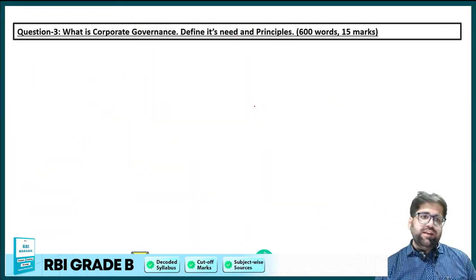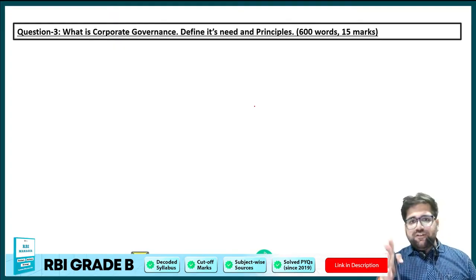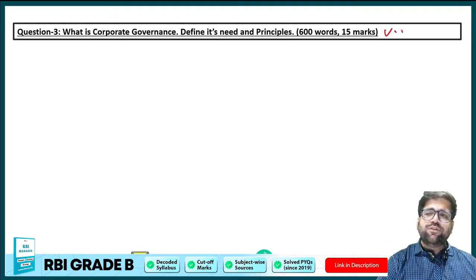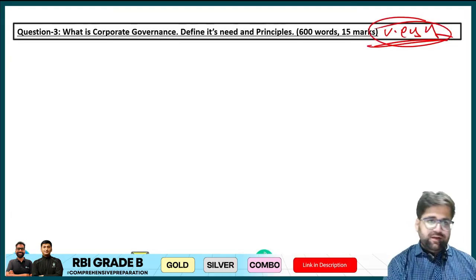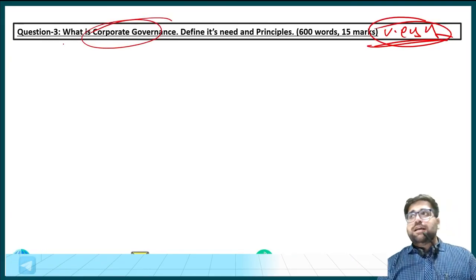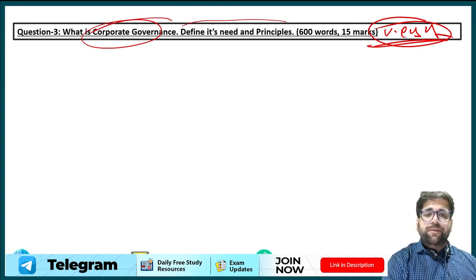Let's move ahead to question 3. What is corporate governance? Define its need and principles. Again, a very easy question, provided that you know the correct definition of corporate governance. Define corporate governance first, then this is your body part.